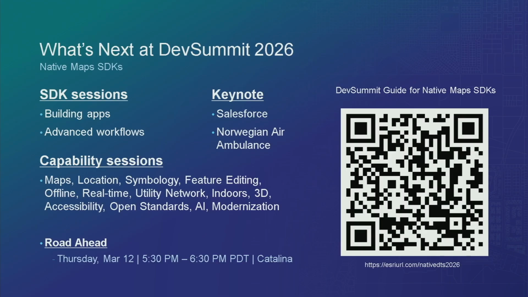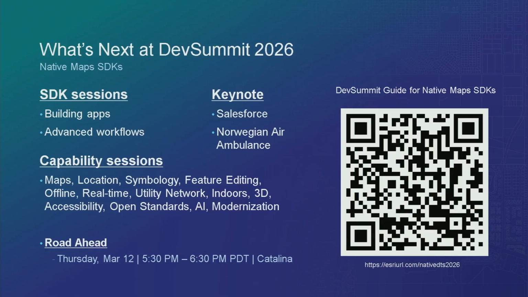I also wanted to highlight the fact that we've got a keynote on Thursday morning. And we have a couple of customers that are using our native SDKs to be successful in this space. We've got Salesforce and Norwegian Air Ambulance on site, talking about the successful work that they've done with the Maps SDK for Kotlin and Swift and for Flutter. And so we're really pleased to be able to welcome them to the stage and talk about the success that they've had in that space. It should be really exciting to see some of the work that they've done there. And so I just want to call that out too.